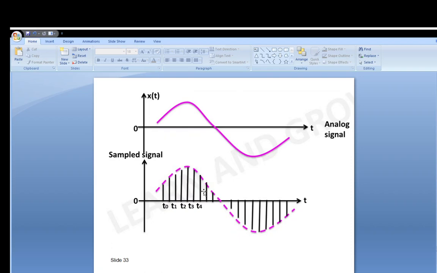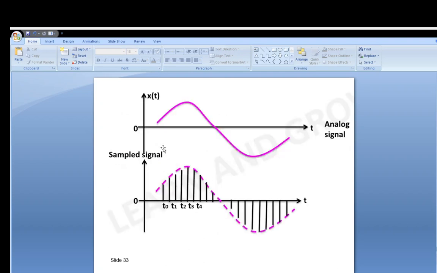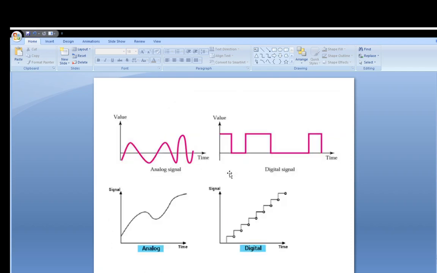Two signals are shown in this figure. The first one is analog signal, the second one is sampled signal. So what is the definition of analog signal? And in the next figure we can see analog signal and digital signal. Let's first of all discuss analog and digital, then after we'll discuss analog and sampled signal.